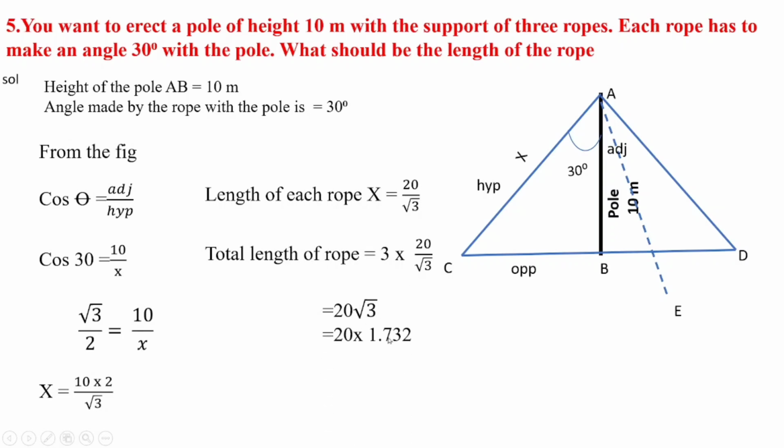Now the value of root 3 is 1.732. If I multiply, I will get 34.64 meter as the total length of the rope which is required to erect the pole of 10 meter long.